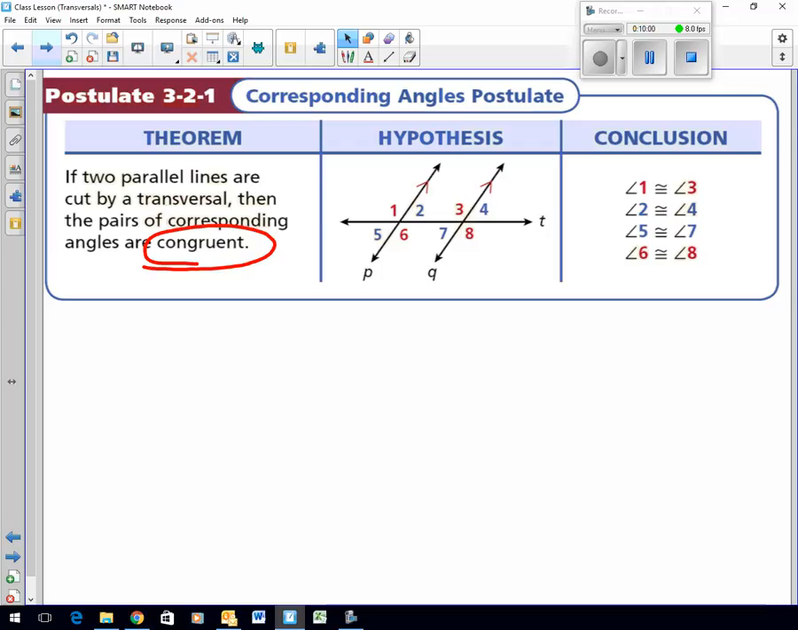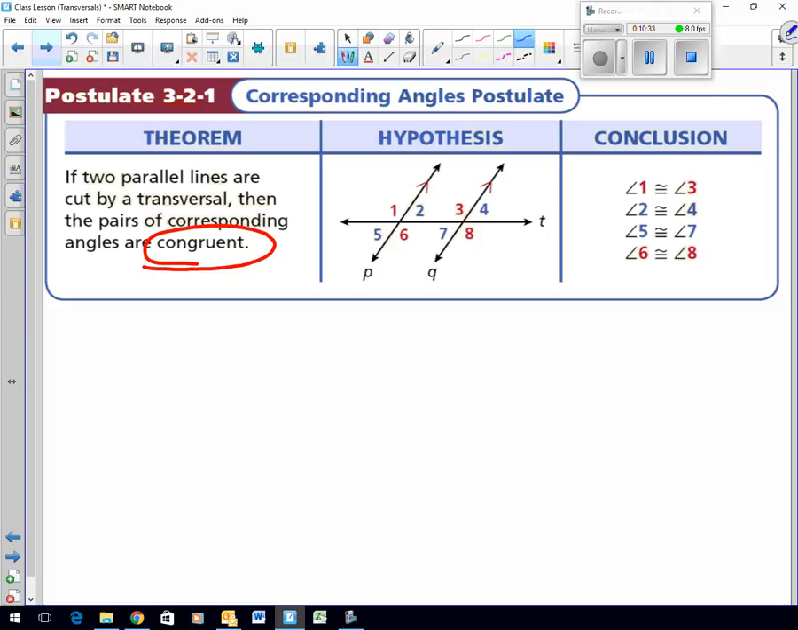Here's another way I think about it. If I took a picture of this set of 4 angles, 1, 2, 5, and 6, and I took a picture of this set of angles, 3, 4, 7, and 8, the angles that are located in the same spot on both of those pictures are corresponding angles. Maybe none of that's made sense so far. Let's try another way to think about this.